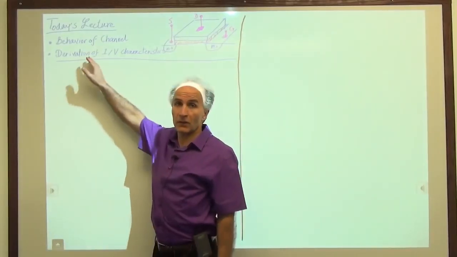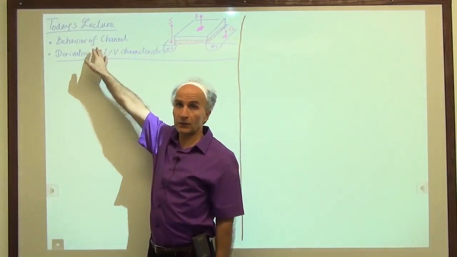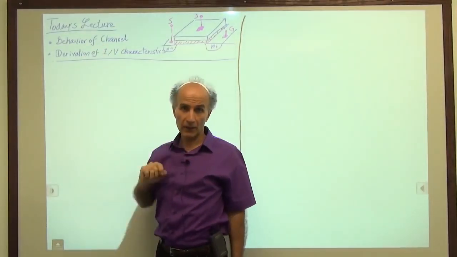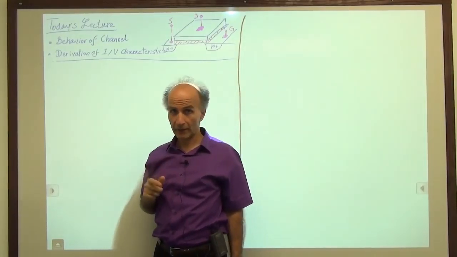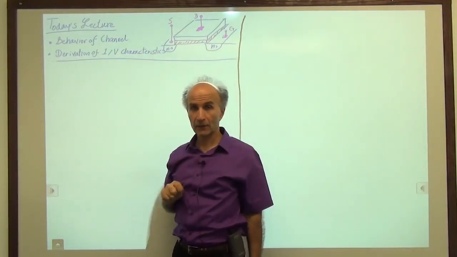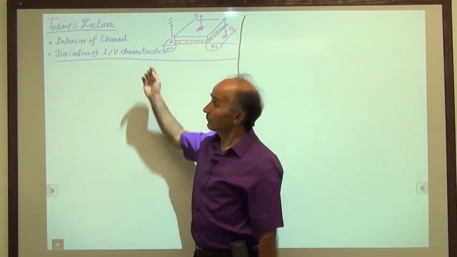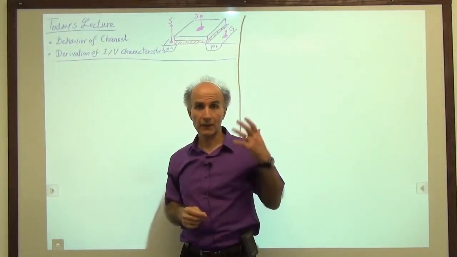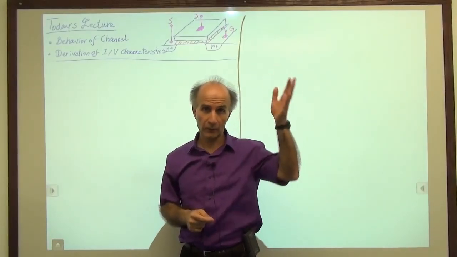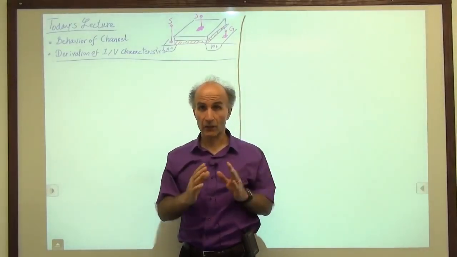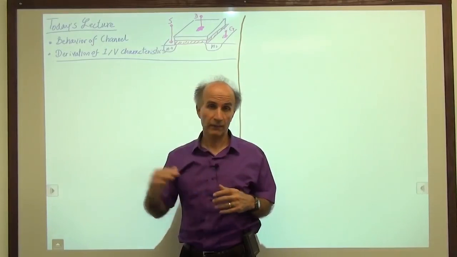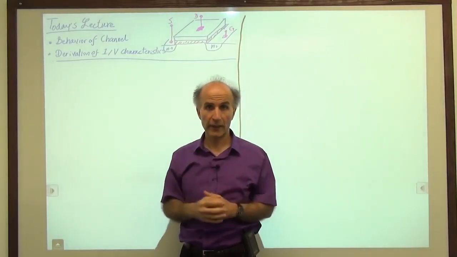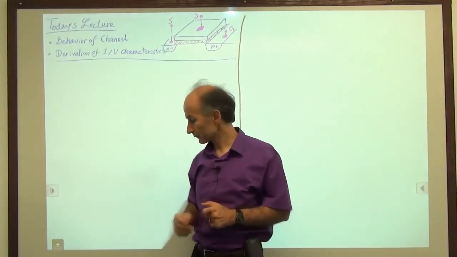To reach the derivation of IV characteristics, first we need to understand the behavior of the channel of electrons a little better. So we'll dig into that, and then we will begin to derive the IV characteristics. So how does the current flowing from drain to source vary as a function of the gate voltage or as a function of the drain voltage? Those are our objectives today.